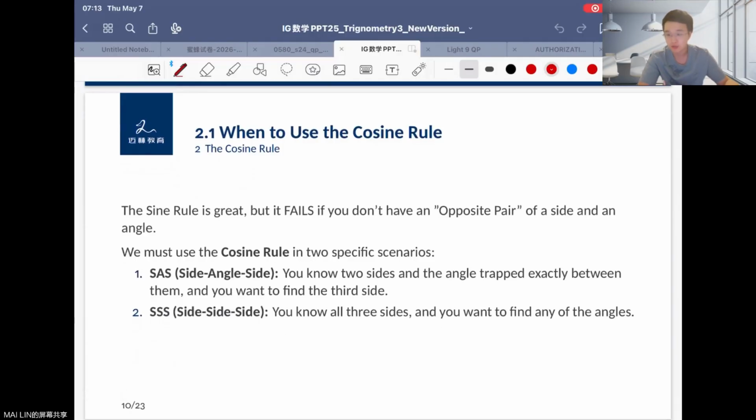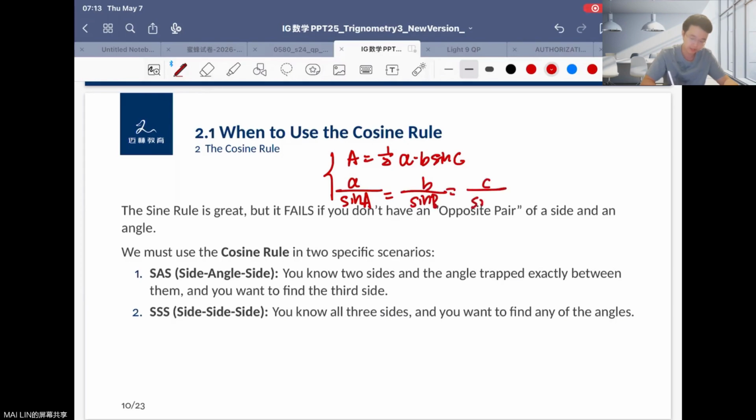We said sine rule has two equations. First is for the area: area equals half times a times b times sine C, right? Another formula is a over sine A, the opposite side over the angle, equals b over sine B equals c over sine C. So we said cosine rule is that we want to find the relation between the three sides and one angle.